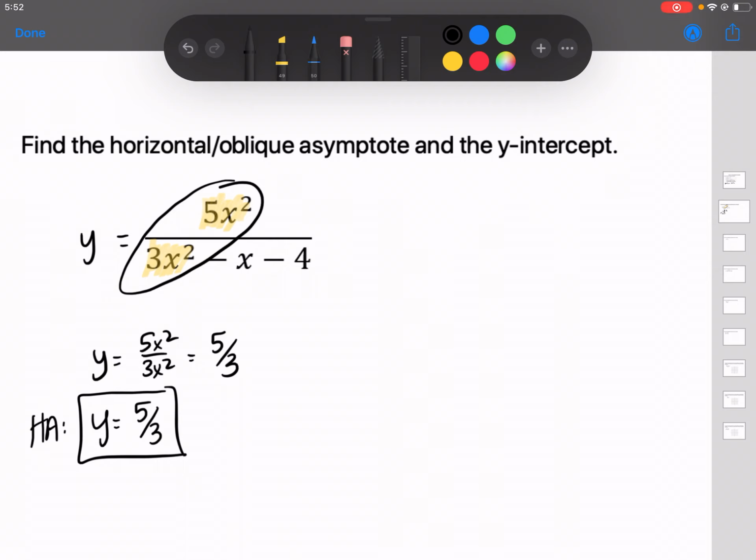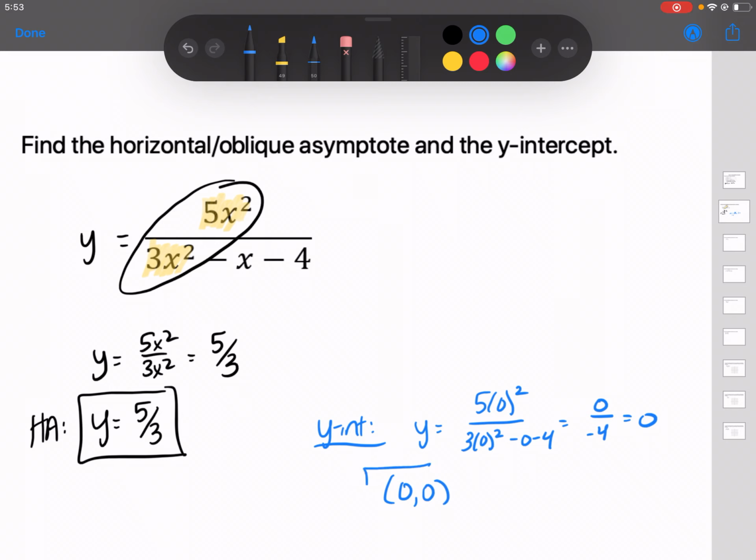For the y-intercept, like I said, we're going to plug 0 in for all of our x's. So y is equal to 5 times 0 squared over 3 times 0 squared minus 0 minus 4. Well, that's just 0 over negative 4, which equals 0. So our y-intercept will be at 0, 0.